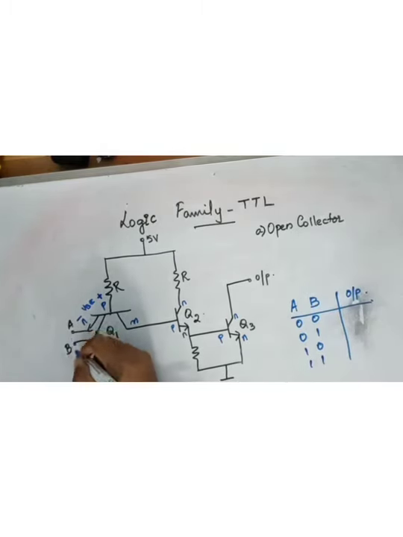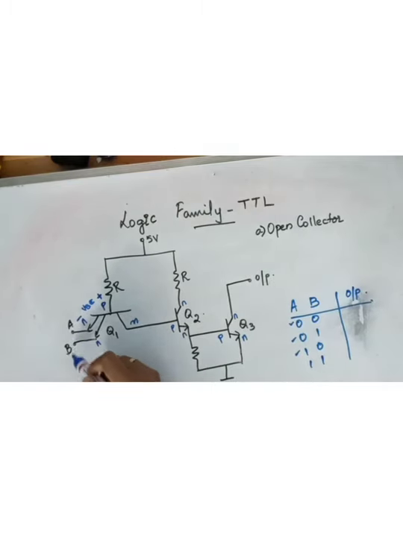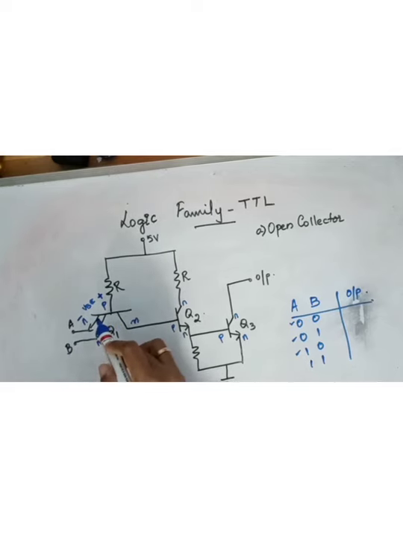So at least one is low, we'll check. It can be either this or this or this. One of these, A or B. It's either 0,0 or 0,1 or 1,0. One of these is low. If one of these is low, then the base emitter voltage will be positive.